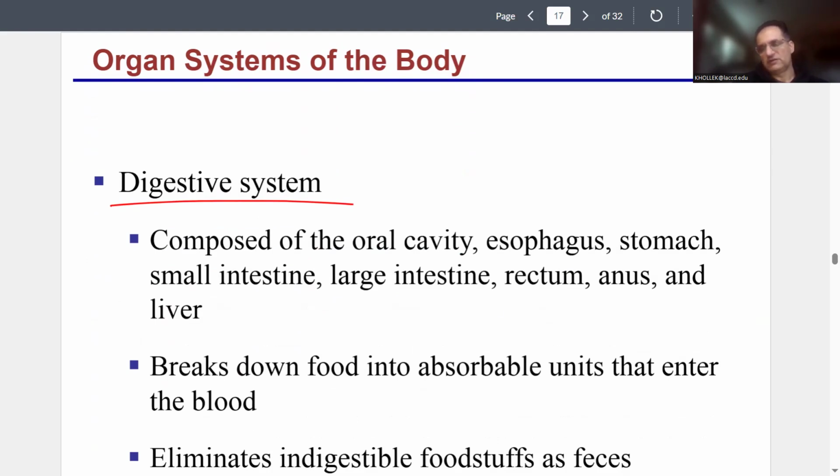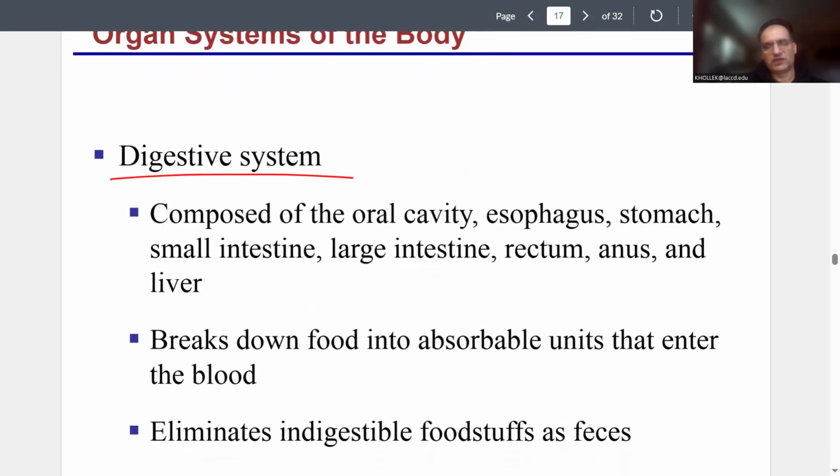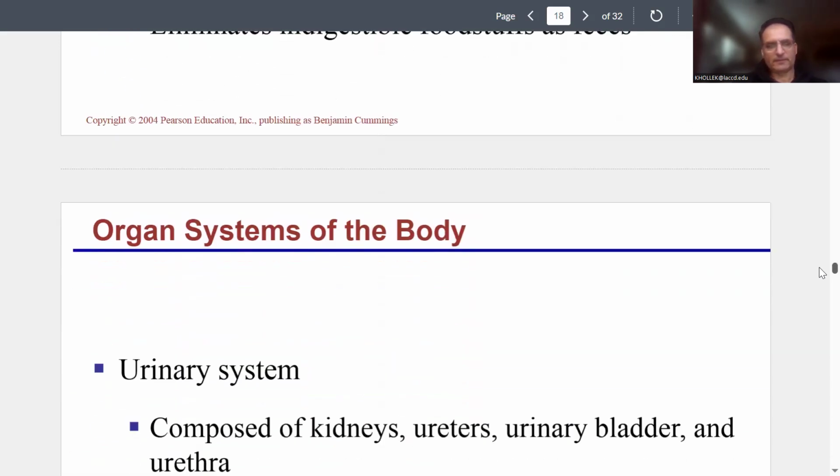Basically the function is breaking down the food, getting energy from it, and all undigestible material gets eliminated via the feces or the fecal material. Again, there is a lot of malfunction that can happen: acid reflux in the stomach, ulcers, colon cancers. There are so many different types of malfunctioning things. Okay. All right.